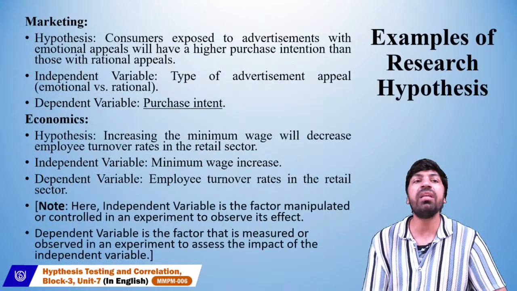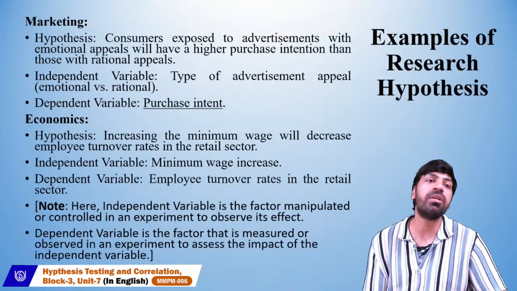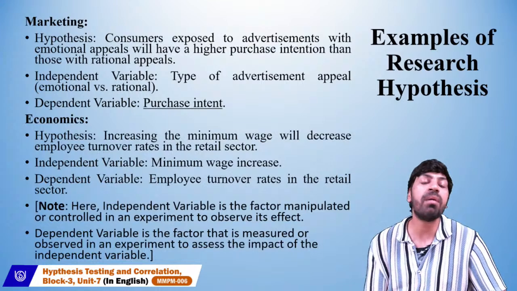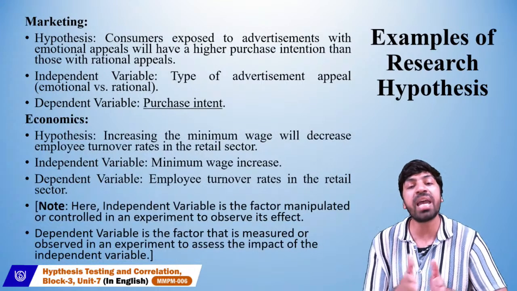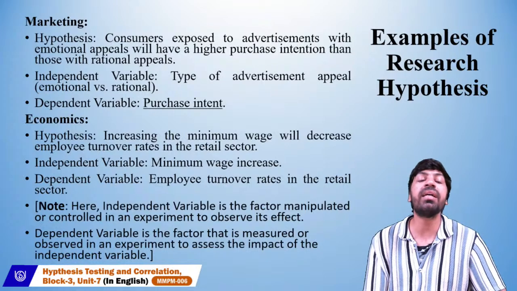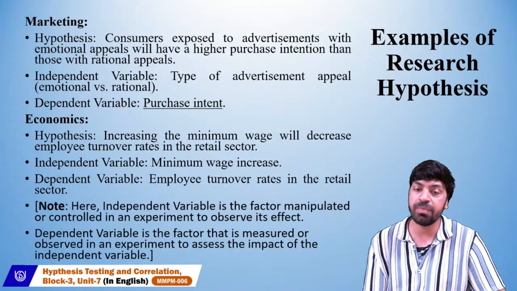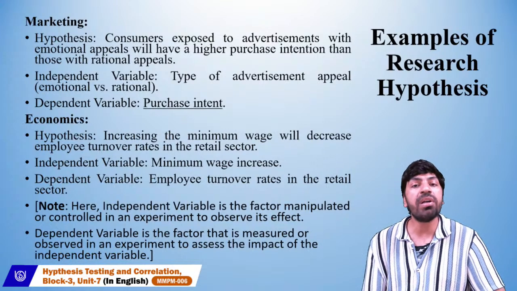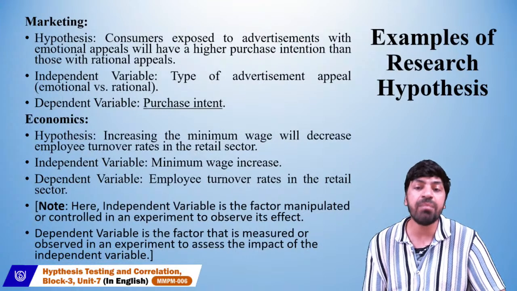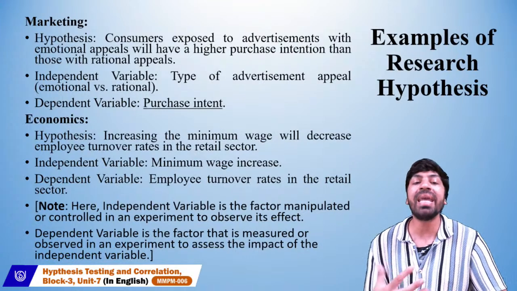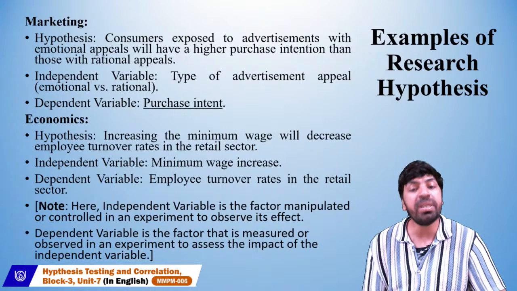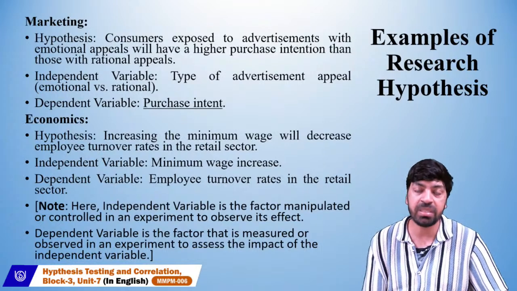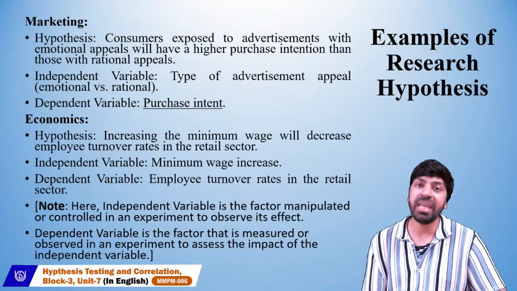So let's begin with the following examples of the research hypothesis related to marketing and economics. But before I come to that, you need to understand the main types of variables, that is, the independent variable and the dependent variable. The independent variable, as the name suggests, stands alone and is not influenced by any other variables. Such variables can be manipulated and controlled in an experiment to observe the effects on the other variables. That's called the independent variable.